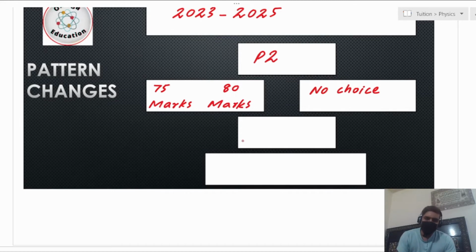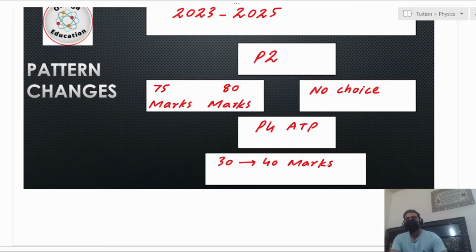Third thing, paper 4, aka ADP, alternate to practical, the marks have been increased from 30 to 40. So once again, they have increased the total marks of paper 4 as well.